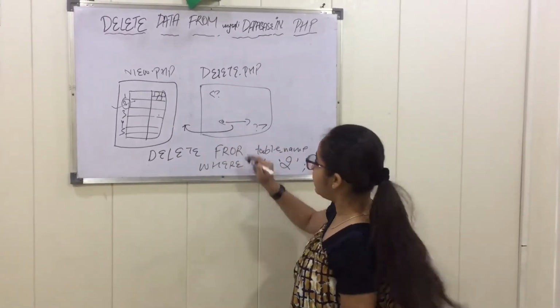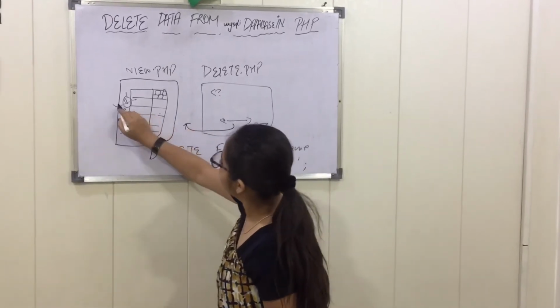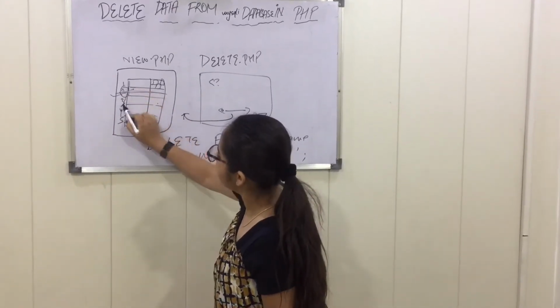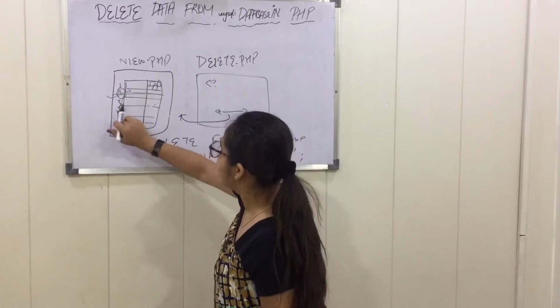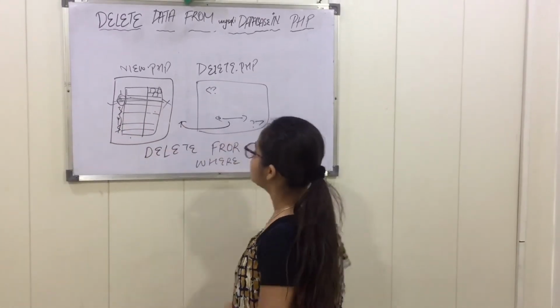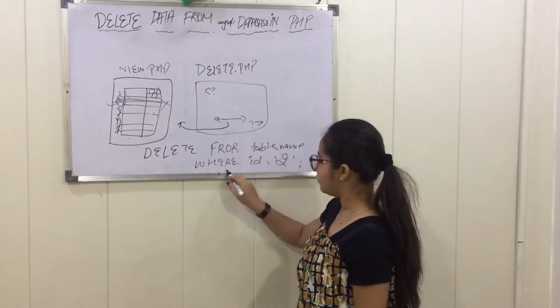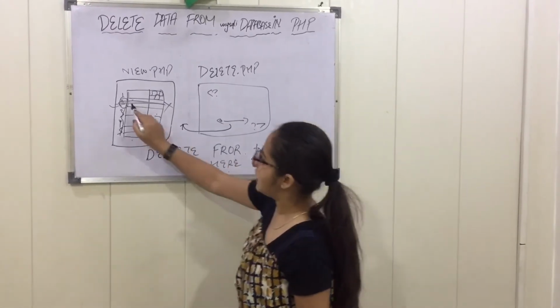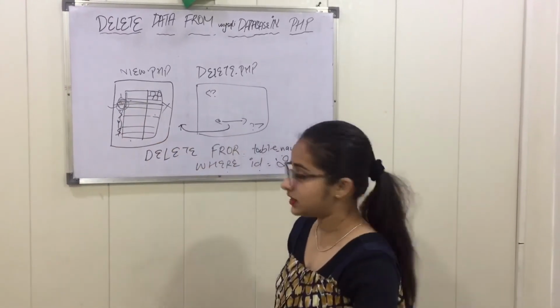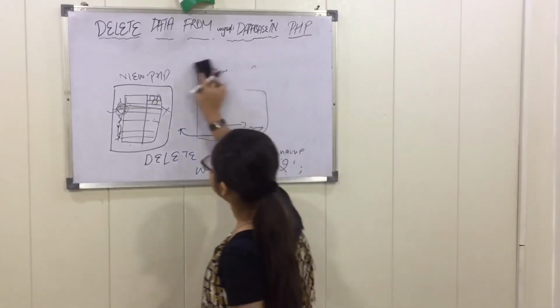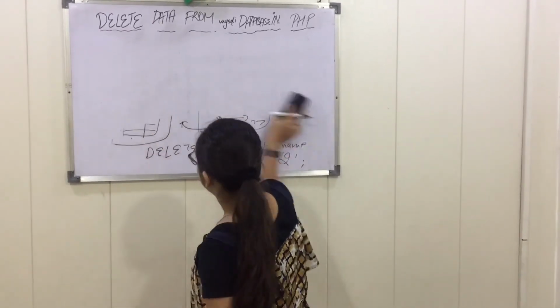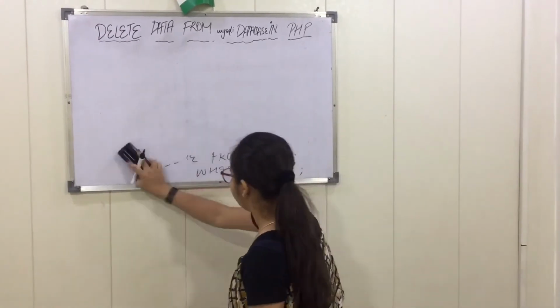After deleting the record, it will go to the anchor and the 2 number will be erased and the 1, 2, 3, 4 serial number will be created because this is being deleted. So in this form we can use the syntax of delete from table name where ID I want to delete, that is 2. So now we'll discuss the example of how to delete the data from the PHP database.